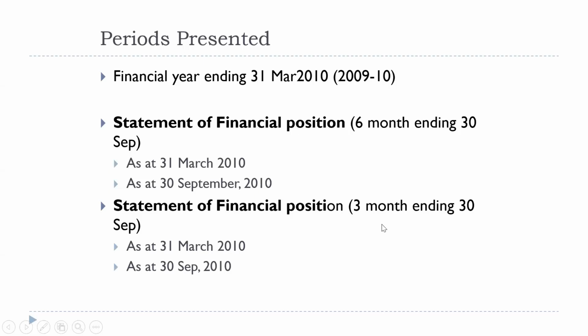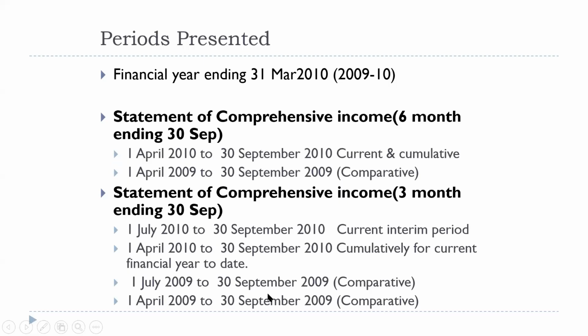If it is a 3-month ending, then the second interim period will be of 30th September and most recent will be 31st March 2010. For balance sheet, for income statement, it will be first interim period. If it is 6 months, current and cumulative will be same. If it is second interim period, then current and cumulatively or year to date will be different. Current will be from 1st July to 30th September, that is second interim period, and year to date from 1st April to 30th September, comparative of the same period of the previous year.